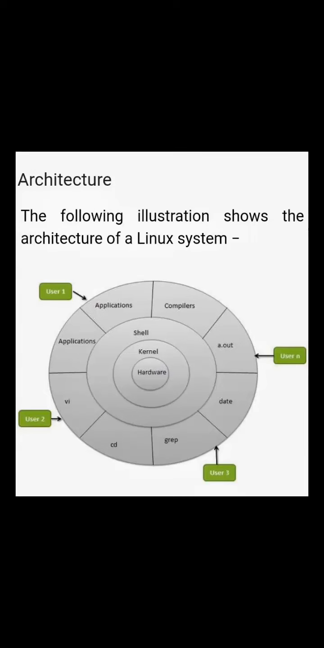Now you can see in the diagram there are 4 levels of the Linux system. First is the hardware, second the kernel, third the shell, and fourth the applications, compilers, and the commands which we are going to learn in Linux. And who is going to use this architecture? The users. There are user 1, user 2, user 3, user 4. These users are going to use the particular applications.